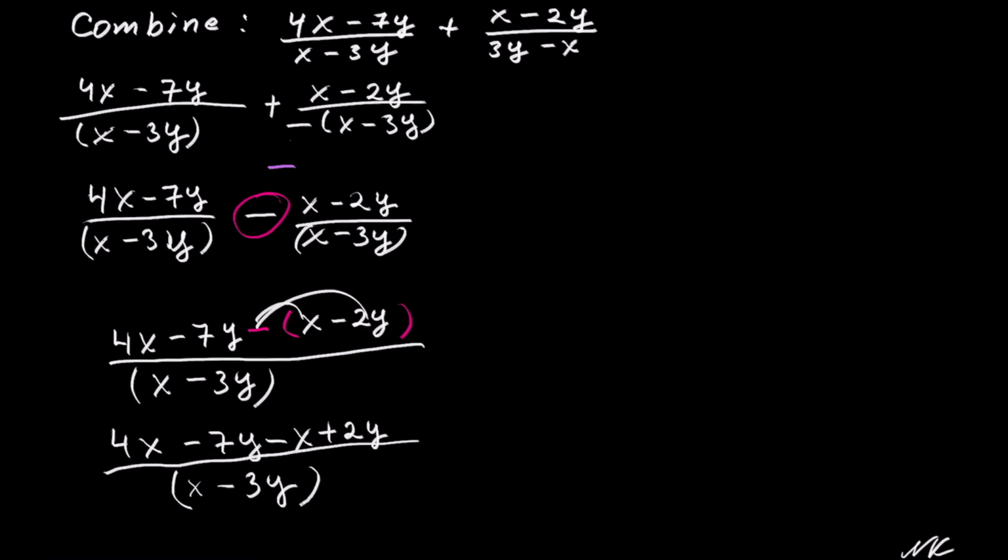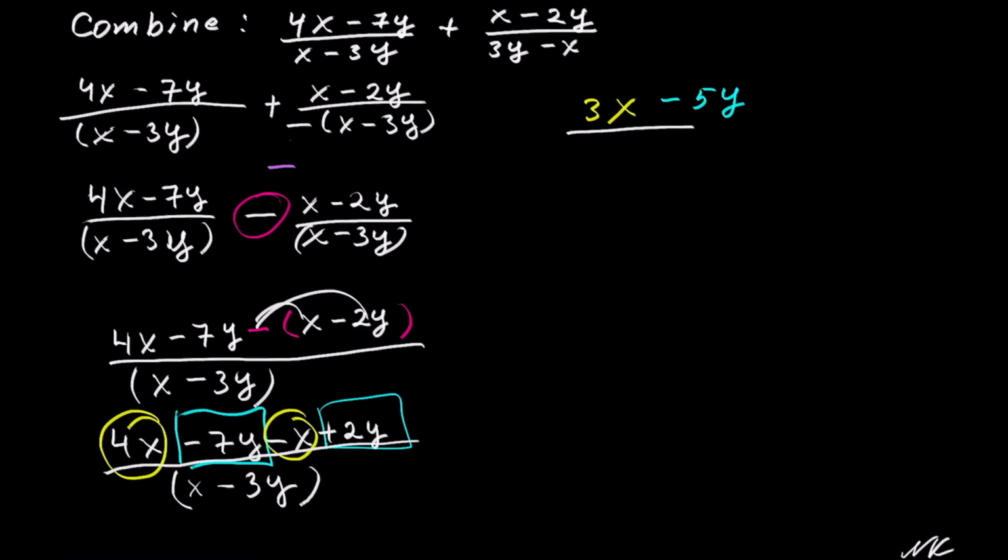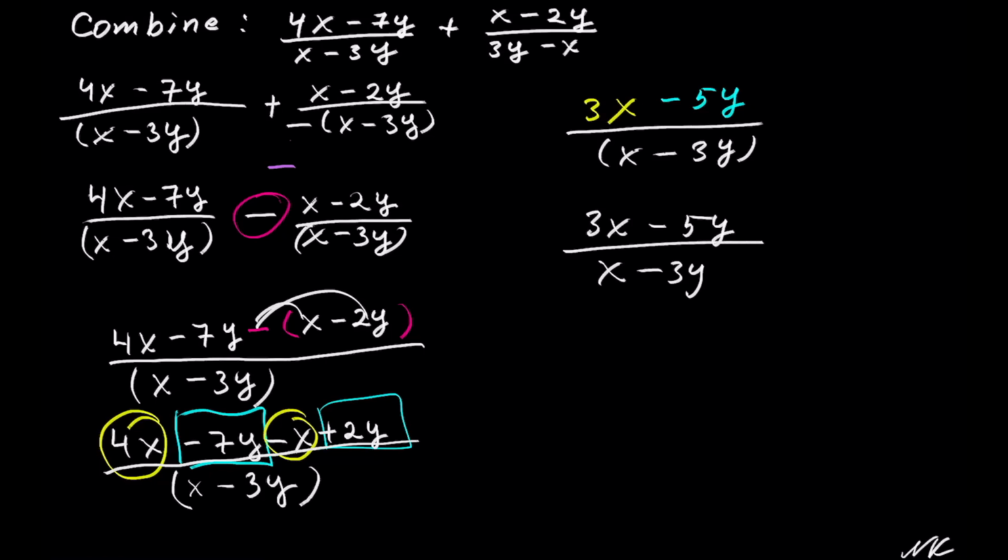Let's combine like terms. We have 4x minus 1x. This will give us 3x. Negative 7y plus 2y. Different signs, difference, and the difference will be negative 5y out of x minus 3y. Since we cannot factor the numerator anymore, (3x minus 5y) out of (x minus 3y) is our solution. That's all.